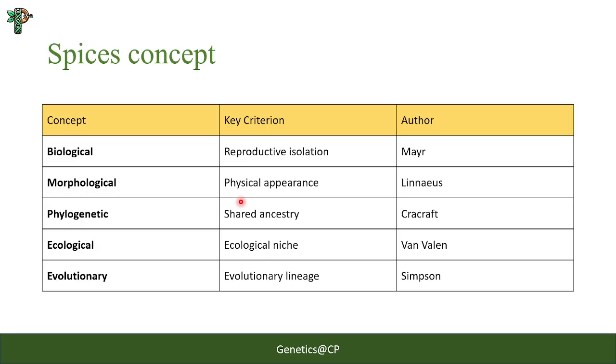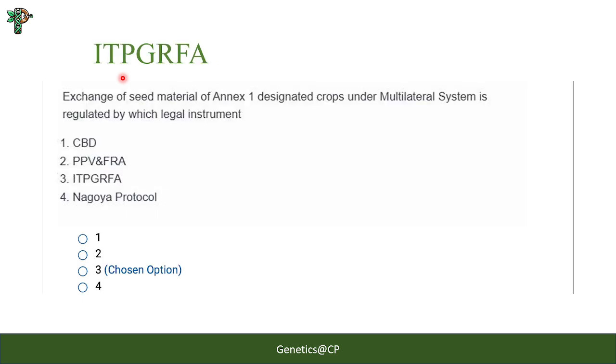Then another concept called the species concept. There are different species concepts and who gave each species concept is also very important from the examination point of view. Many questions were asked previously and definitely there will be one question from the species concept. Along with the species concept, there is another concept called speciation, like allopatric speciation example, parapatric speciation example, sympatric speciation example, and hybrid speciation example. These are very important for the examination.